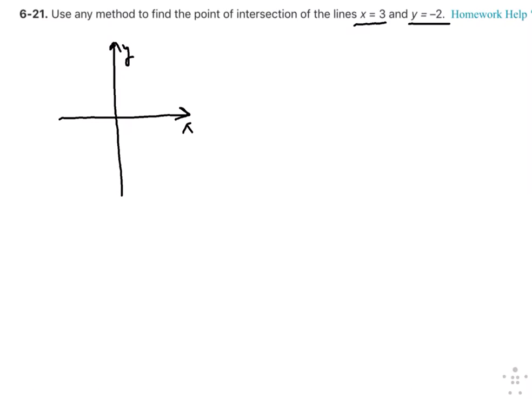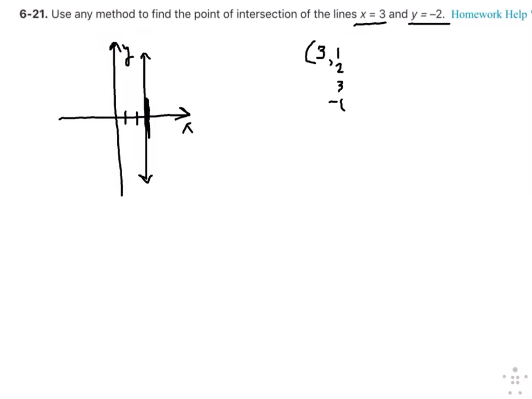The graph of x equals 3: 1, 2, 3. X equals 3 means in an ordered pair, the x is 3, and the y could be anything. Y could be 1, y could be 2, y could be 3, y could be -1, right? So this line, x equals 3, is the vertical line that goes through 3 on the x-axis.